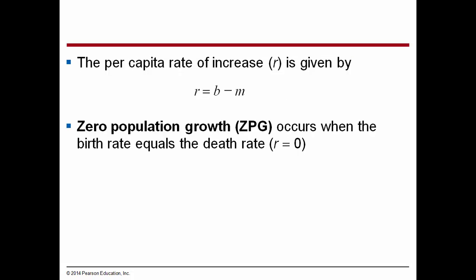Okay, the per capita rate of increase is given by r. This rate is B minus M. Zero population growth occurs when the birth rate equals the death rate, r equals 0. Okay, one final simplification is in order. Population ecologists are most interested in the difference between per capita birth rate and per capita death rate. This difference is the per capita rate of increase, r.